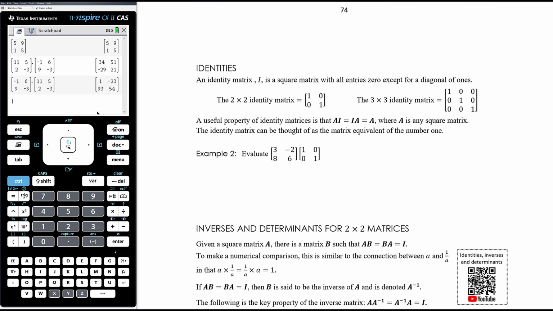Okay, identities. So an identity matrix is a square matrix with all entries 0 except for a diagonal of 1s. And the identity matrix is essentially the matrix equivalent of the number 1. Any number times 1 is equal to itself. Similarly, any matrix times an identity matrix is equal to itself. Obviously, that's provided that you can actually do the multiplication in the first place. So let's just verify that here.